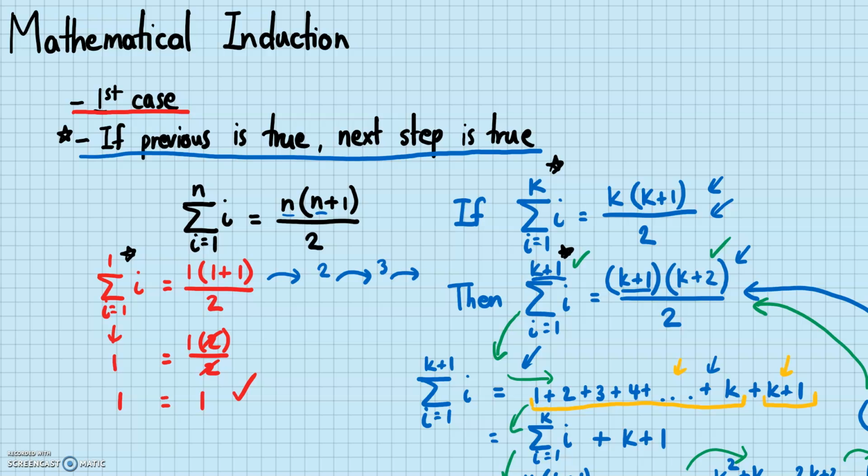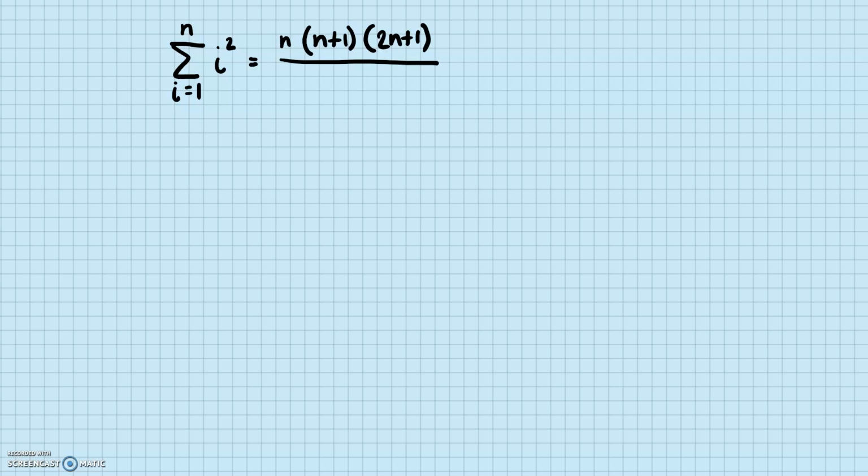Okay, so let's try another problem, a little bit more difficult. This time, let's try and prove the summation of i squared. All right, squared. Now that is going to equal n times n plus 1 times 2n plus 1 over 6. This is the formula that we've memorized. And let's see if it actually is true.